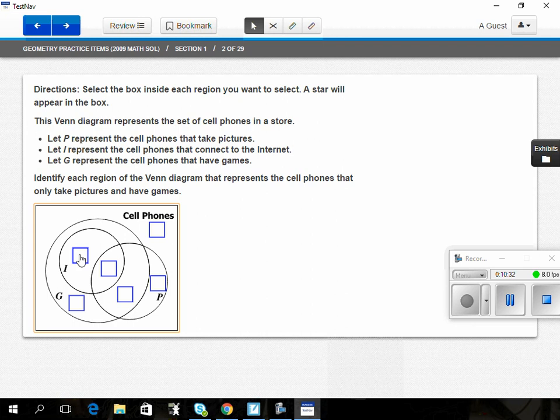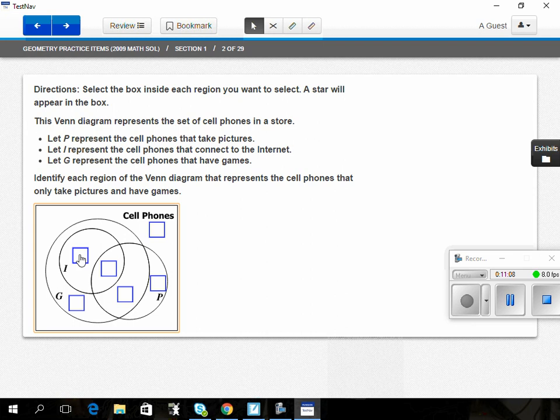The Venn diagram represents a set of cell phones in a store. P represents the cell phones that take pictures. So, in other words, this entire circle here is all pictures. I represents cell phones that connect to the internet. And G represents cell phones that have games. What is this lonely box out here under the words cell phones? Nope. It doesn't do games, it doesn't do internet, and it doesn't do pictures.